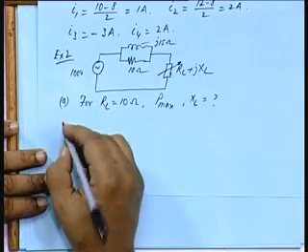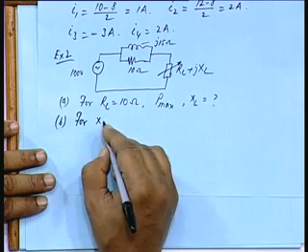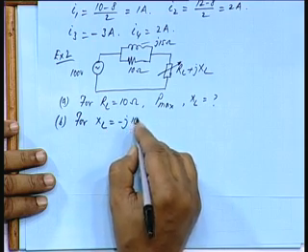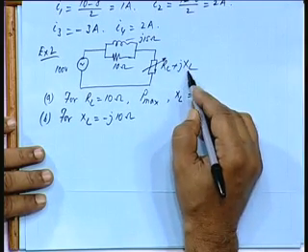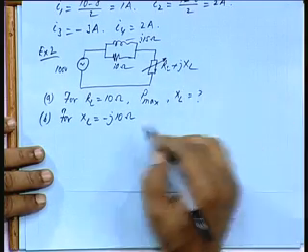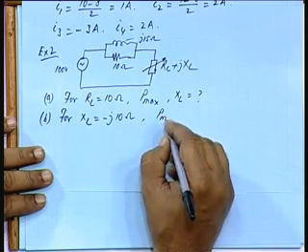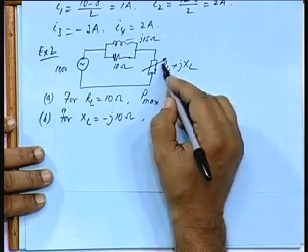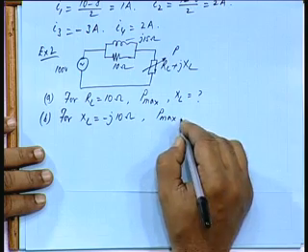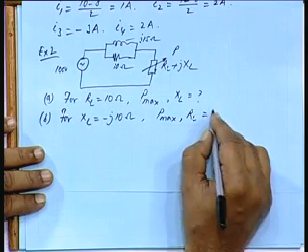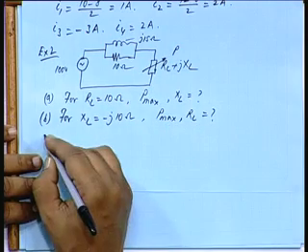Second condition is for XL equal to minus j10 ohms. That means you are keeping the reactance of the load fixed at minus j10 ohm, a capacitive reactance. What will be the value of P max? When I say P max, I mean load power, and the corresponding value of RL, that is, the RL corresponding to this maximum power.